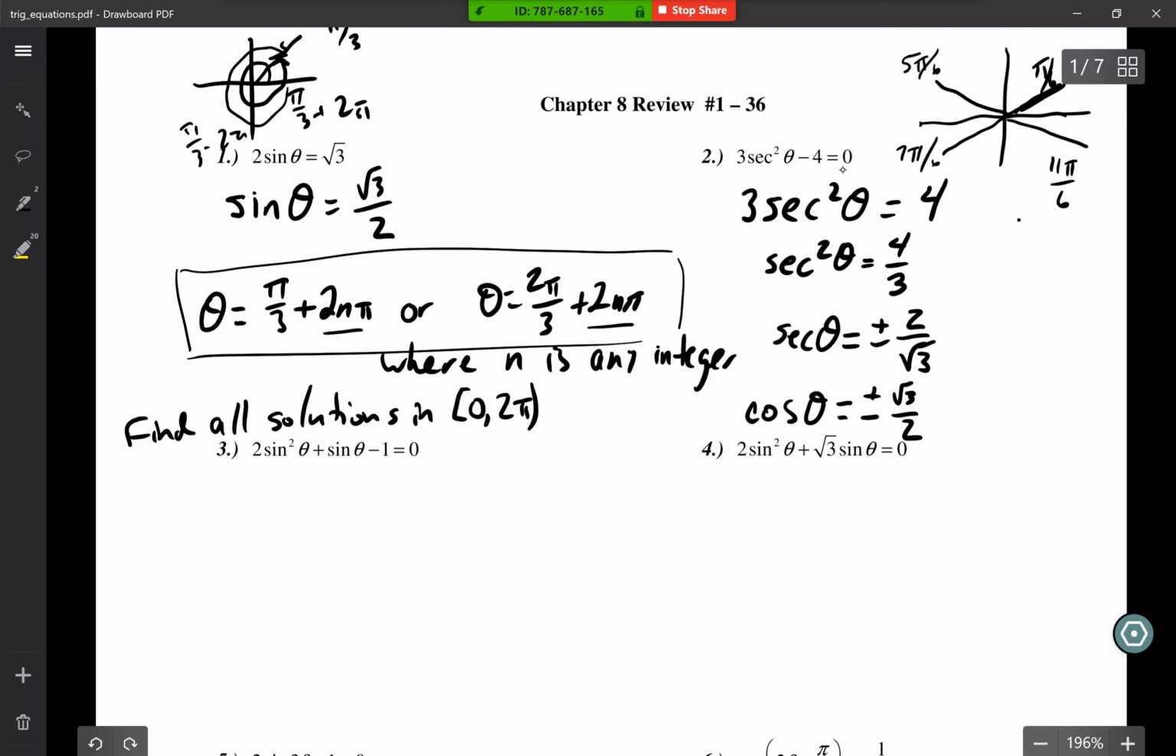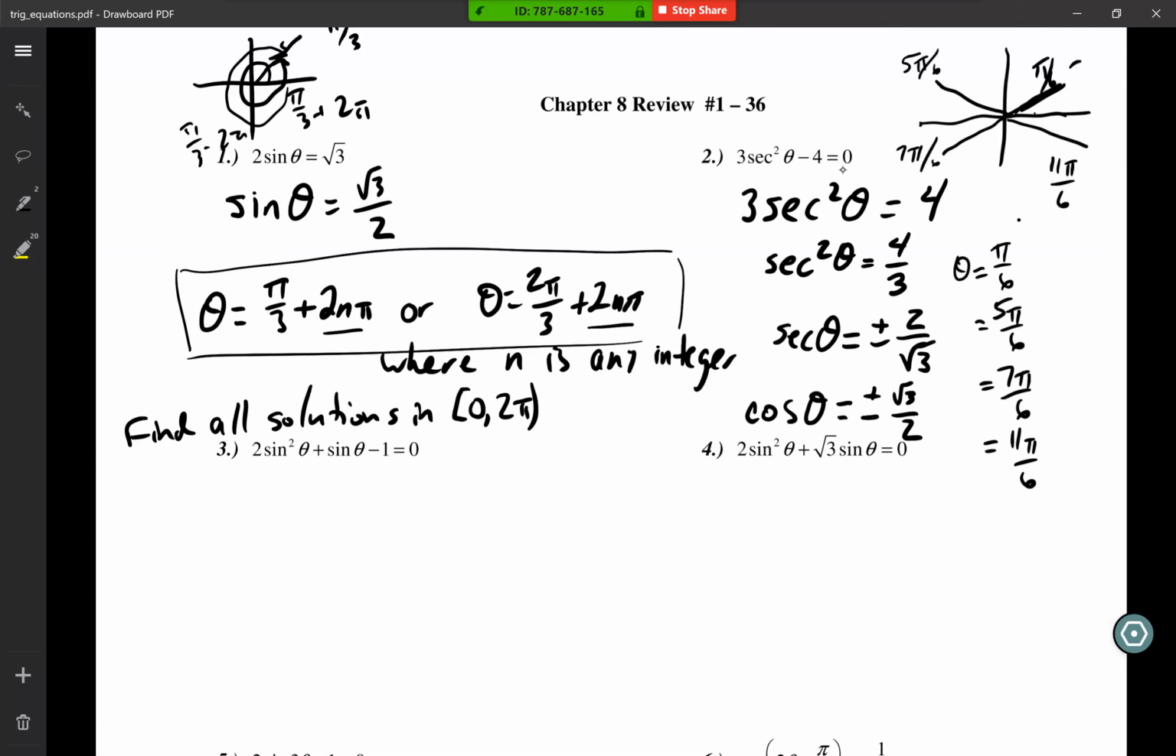And the reason I know it's 11 pi over 6 is because if I go all the way around, I have at 2 pi, which is 12 pi over 6. So this one's one short of it. So then to finish this off, you get that theta is pi over 6, or 5 pi over 6, or 7 pi over 6, or 11 pi over 6. So we have 4 of them.